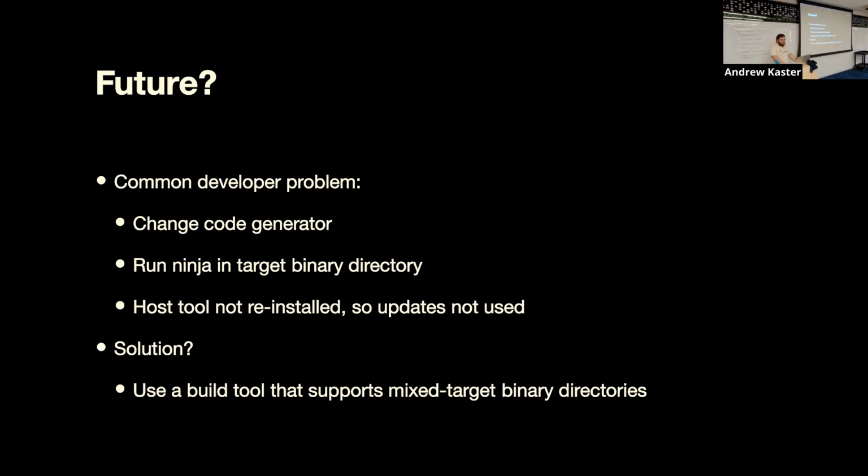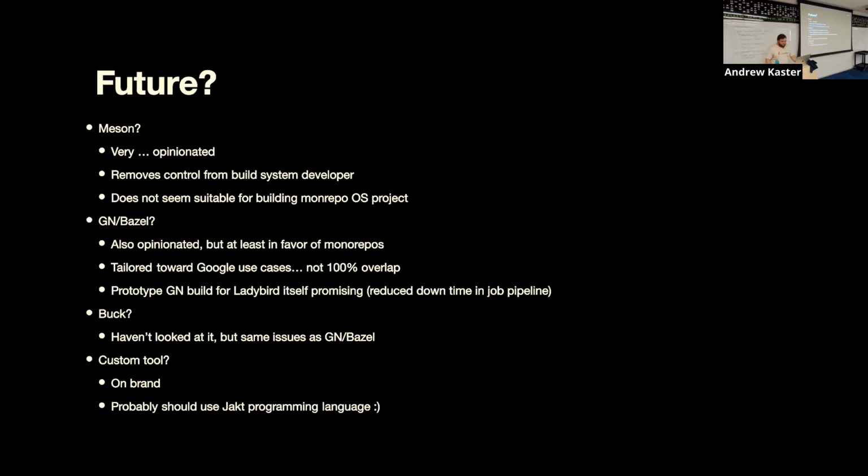So what's the solution? Well, we could use a build tool that supports mixed target toolchain binary directories. So what are those? So we could use Meson. I've looked at Meson. It's very opinionated. It removes control from the build system developer. It has strong ideas about how you should structure your project and what flags you should use. And it doesn't, to me, seem suitable for building our monorepo OS project. It doesn't have the control that we need.